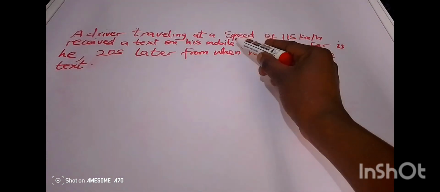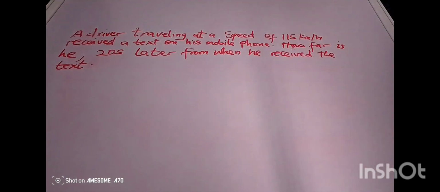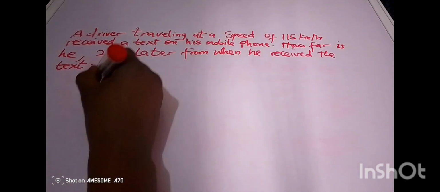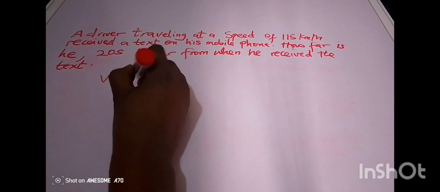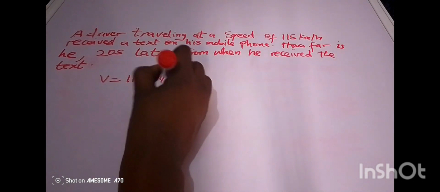Alright, let's look at example 2. A driver traveling at a speed of 115 km per hour received a text on his mobile phone. How far is he 20 seconds later from when he received the text? So let's quickly pick the parameters. We have the speed, which is represented with v, and our speed is 115 kilometers per hour.